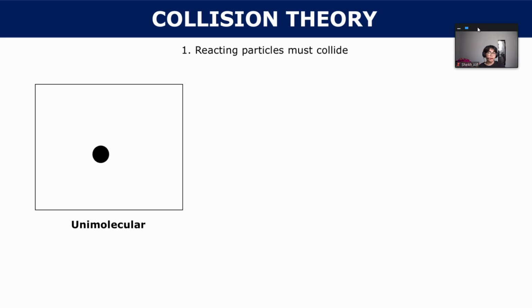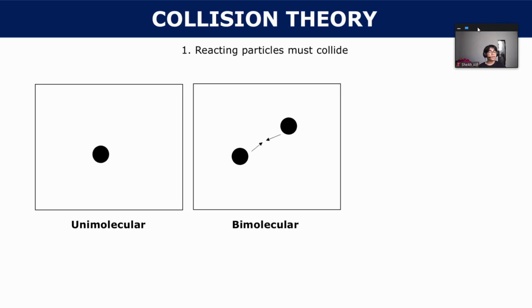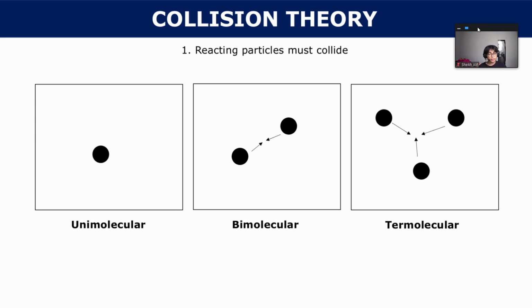We say when one particle produces a product, we call that a unimolecular reaction. And similarly, if we have two particles colliding, we call that a bimolecular reaction. And if we have 3 or more, it's going to be called a termolecular reaction.